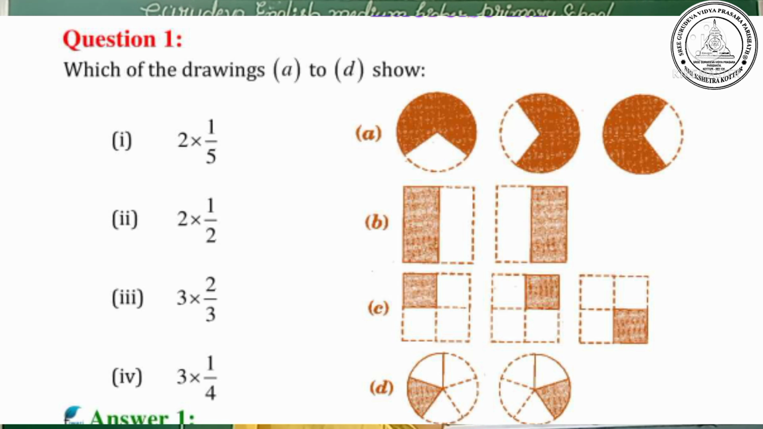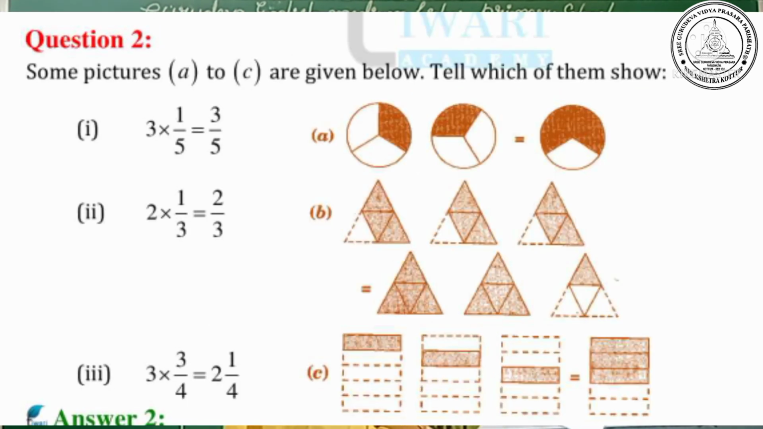And the second one is 2 times of half. Which figure represents 2 times of half? Then the third one is 3 times of 2 by 3. Which picture represents 3 times of 2 by 3? You have to mark that. At the same time, the second question is some pictures A to C are given below. Tell which of them show 3 times of 1 by 5 is equal to 3 by 5. So which picture represents it? You have to identify that and answer.